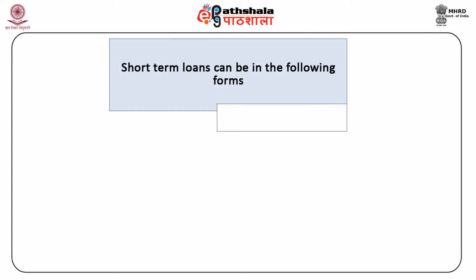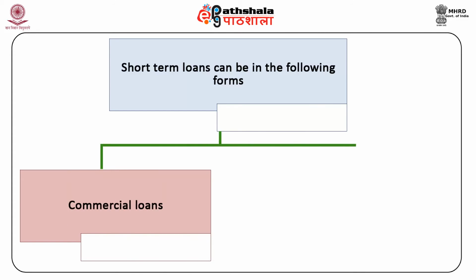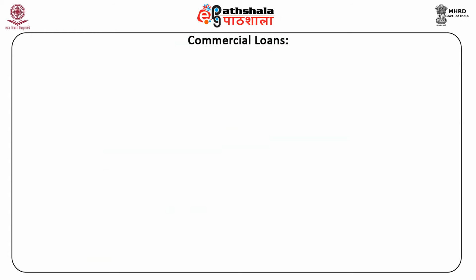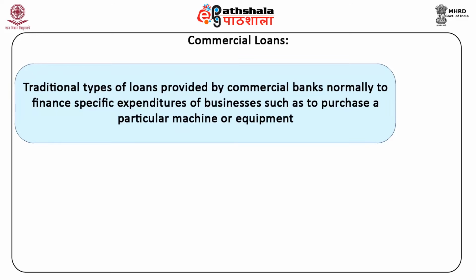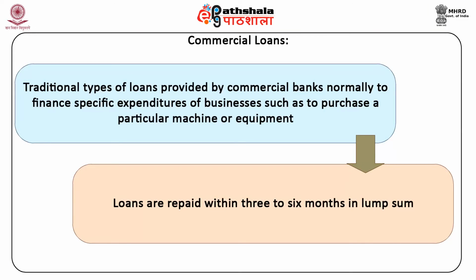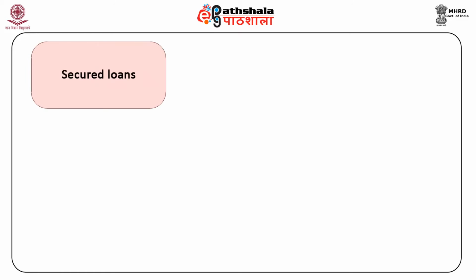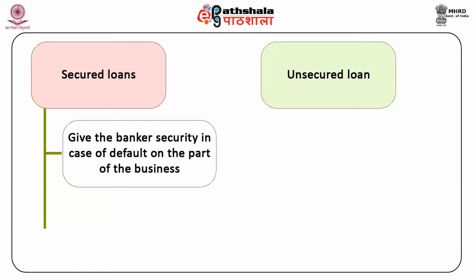Short-term loans can be in the following forms: commercial loans and lines of credit. Commercial loans are the traditional types of loans provided by commercial banks, normally to finance specific expenditures of businesses, such as to purchase a particular machine or equipment. These loans are repaid within 3 to 6 months in lump sum. Commercial loans could be secured as well as unsecured. Secured loans give the banker security in case of default on the part of the business, but they are difficult to administer.